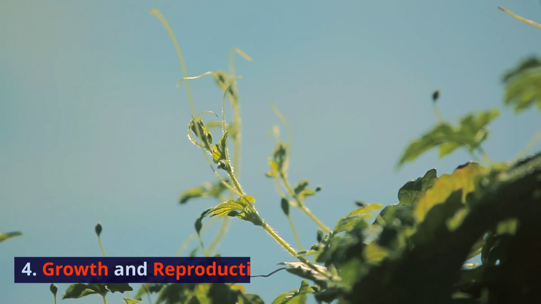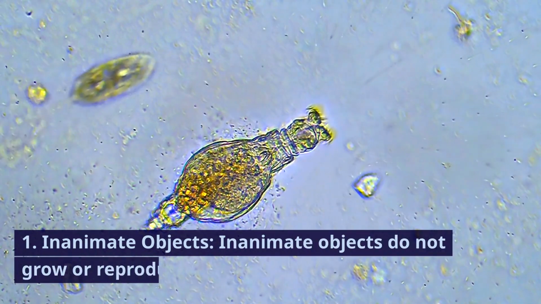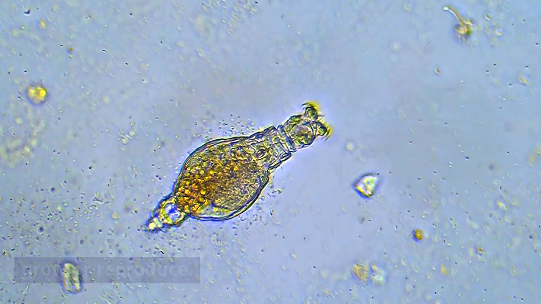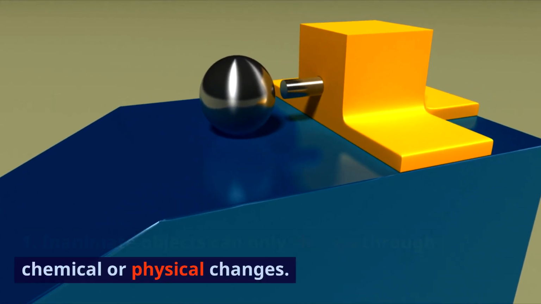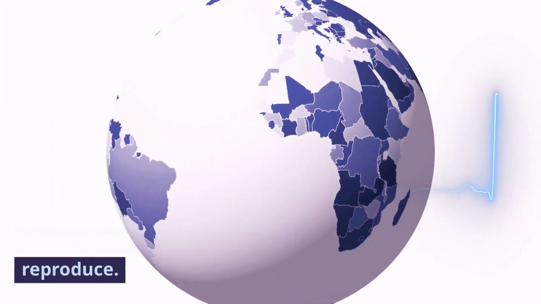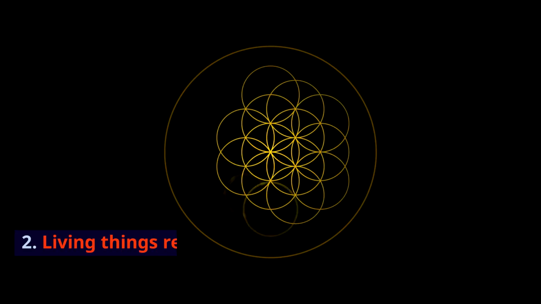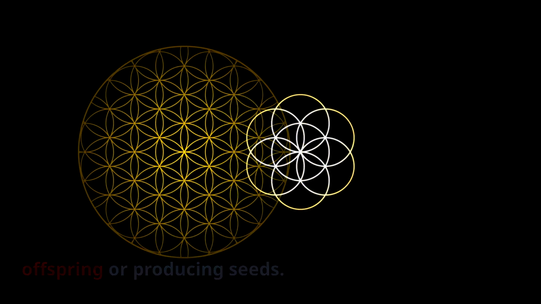Growth and reproduction. Inanimate objects do not grow or reproduce. Inanimate objects can only change through chemical or physical changes. Living things grow and reproduce. Living things reproduce by giving birth to offspring or producing seeds.